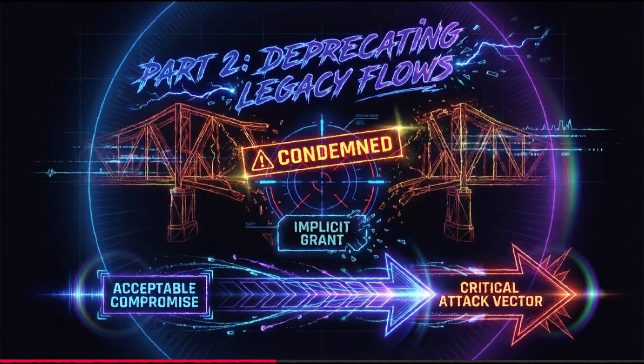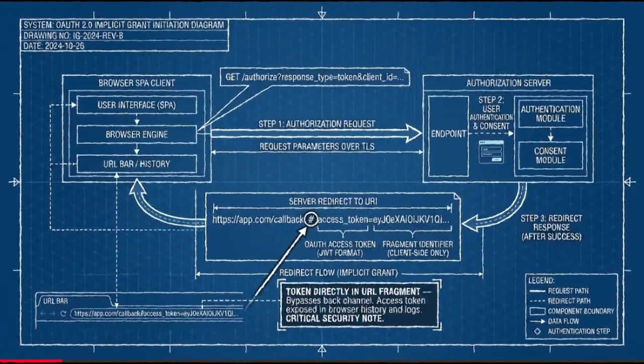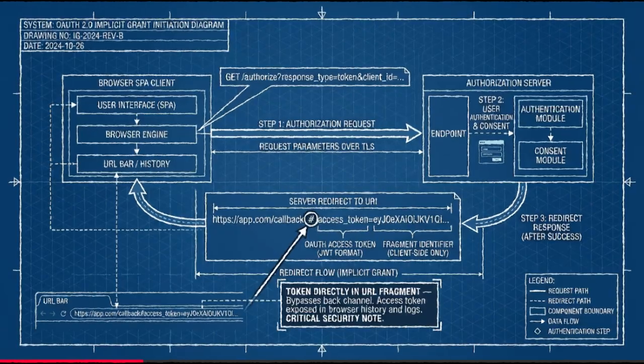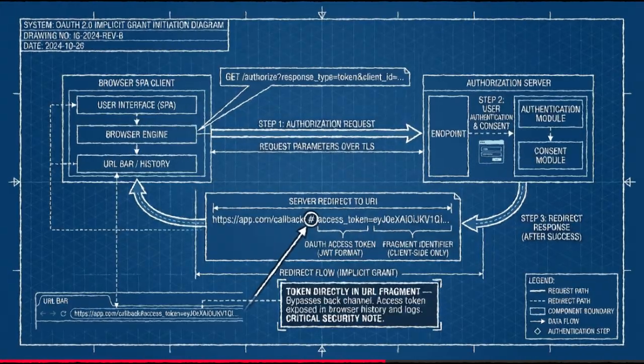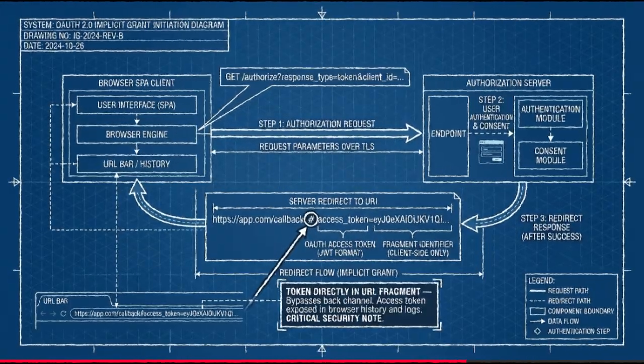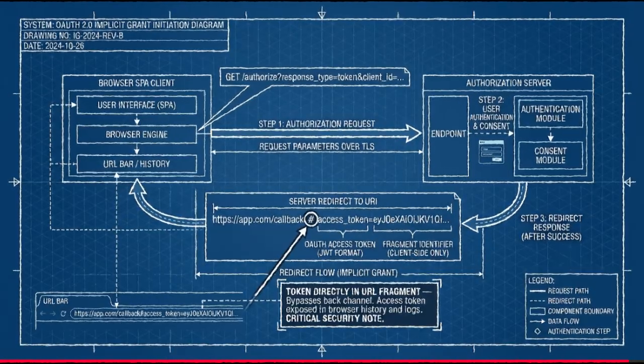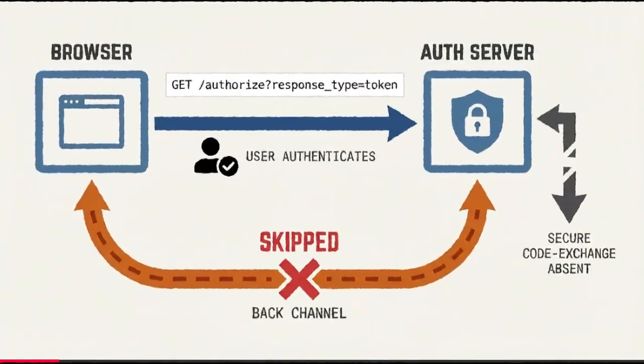That brings us to part 2. Deprecating legacy flows. Let's examine the primary casualty of this architectural shift, the implicit grant. The implicit grant flow was engineered specifically for client-side applications running within a web browser. It initiates by utilizing the parameter response_type=token. Following successful user authentication and consent, the authorization server returns the access token directly in the browser redirect URI fragment, denoted by the hash symbol. As shown in the diagram on screen, the token bypasses the back channel entirely.